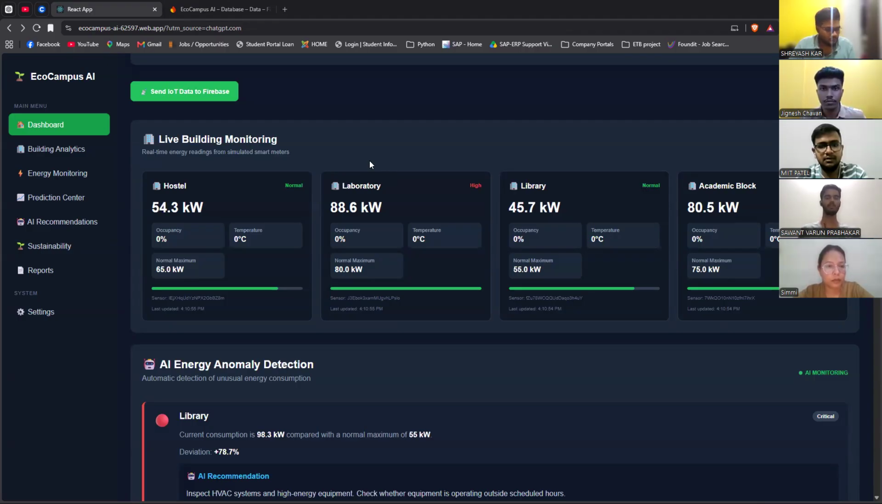This is important because total campus consumption does not tell management where the problem is. If the laboratory is operating at 88.6 kilowatts against normal consumption of 80 kilowatts, management can prioritize the laboratory for investigation. Therefore, this model supports a very practical management decision. Where should the facility team focus its attention first? This is an example of how emerging technologies can improve operational visibility.